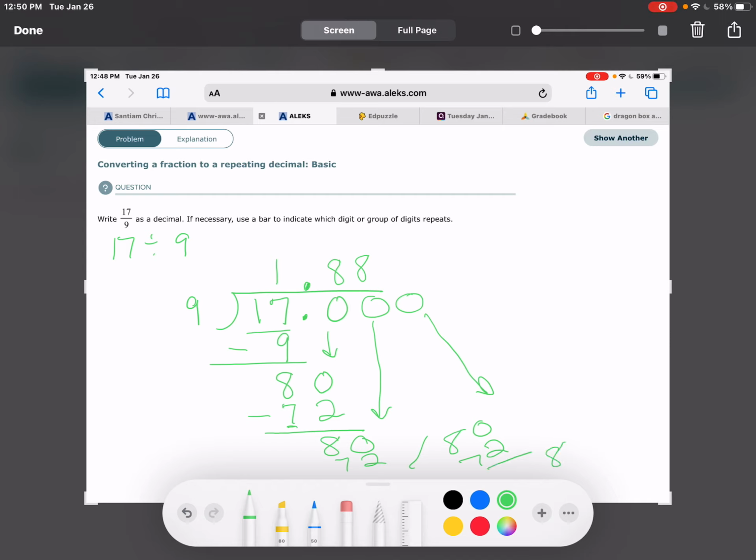And so we're going to actually just use a bar to indicate which one repeats. So the answer to this is 1.8 repeating.